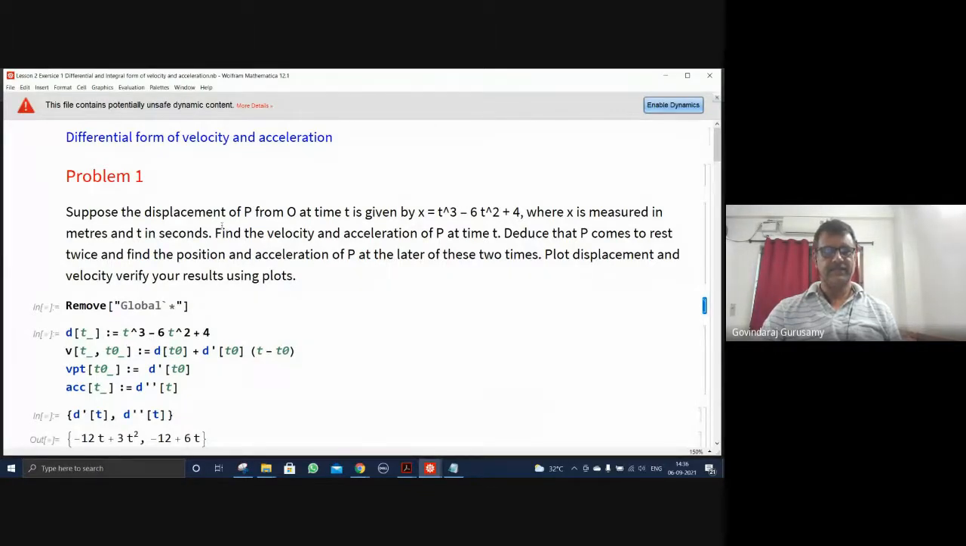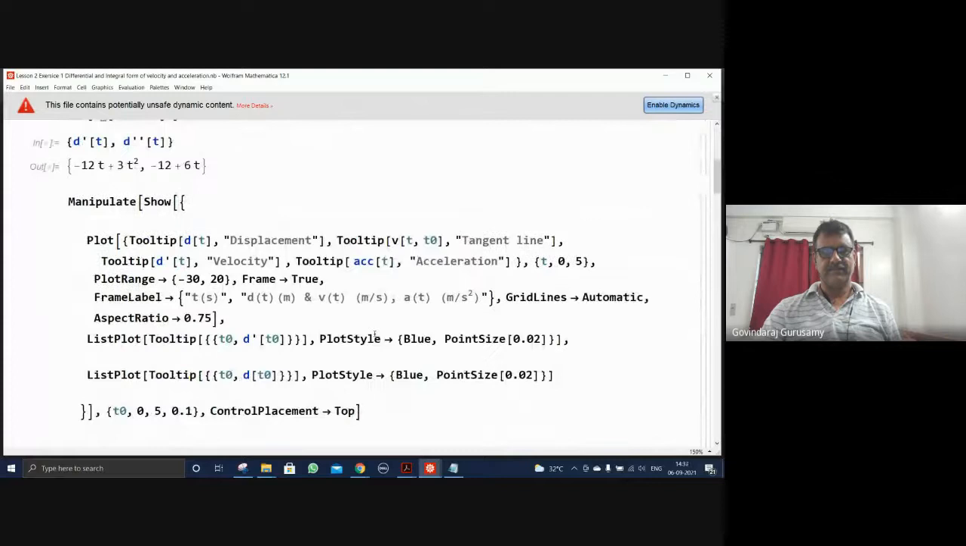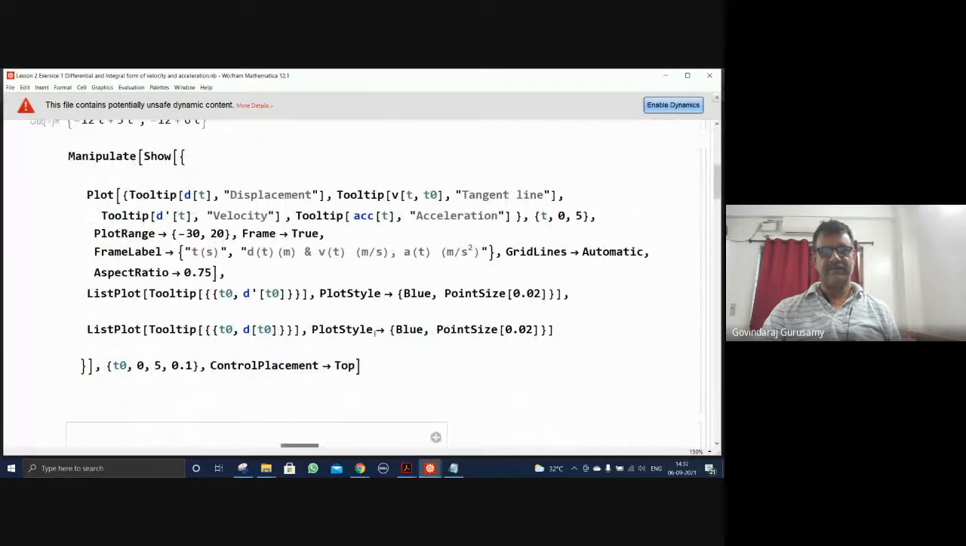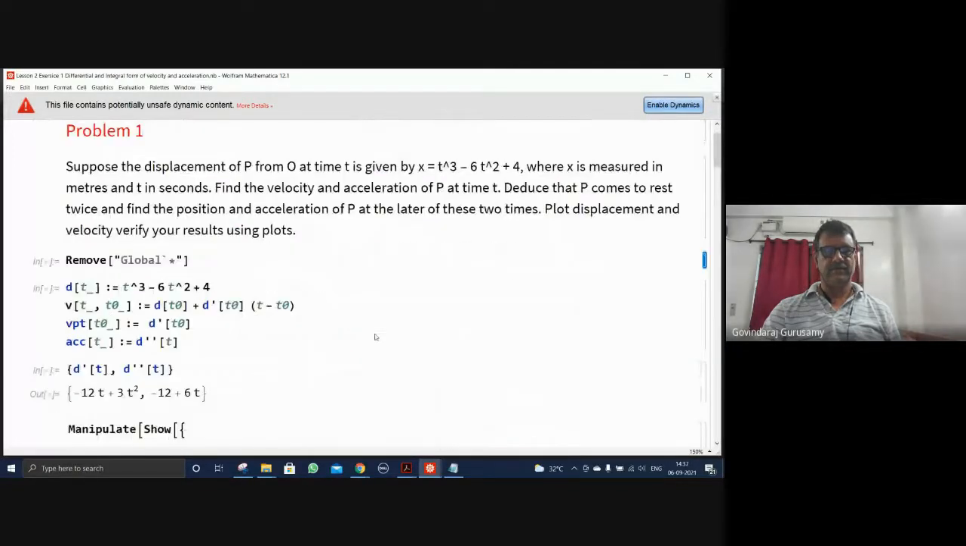I think last class I gave the exercise. I hope you have made some effort, but I'll be giving some details now on how to do this exercise, which is problem 1 in exercise 1.